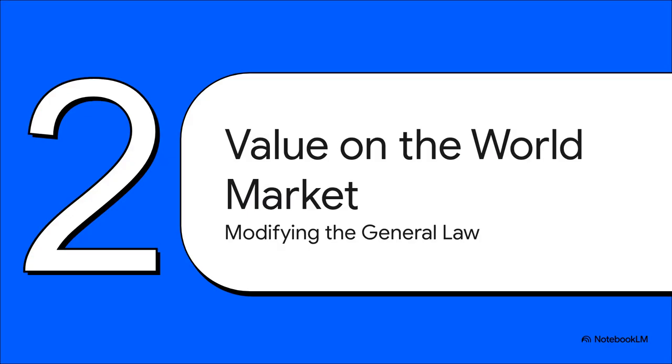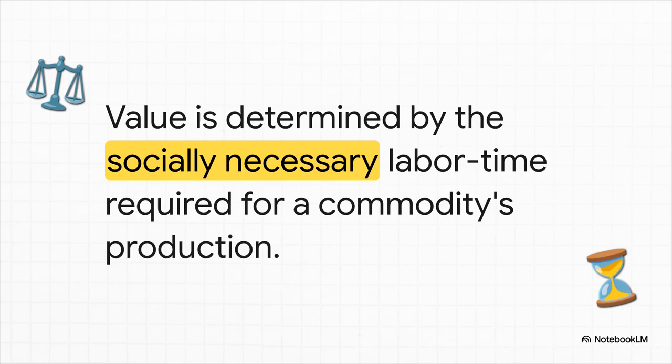Now, the solution to this whole puzzle lies in understanding how the law of value gets modified when we stop looking at just one country and apply it to the entire world market. Let's just do a quick refresher. Remember the basic law of value, right? A commodity's value is determined by the average socially necessary labor time it takes to produce it. That's our starting point, our baseline.